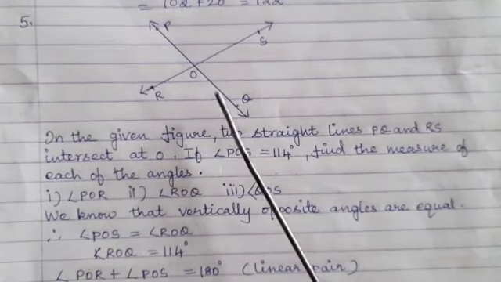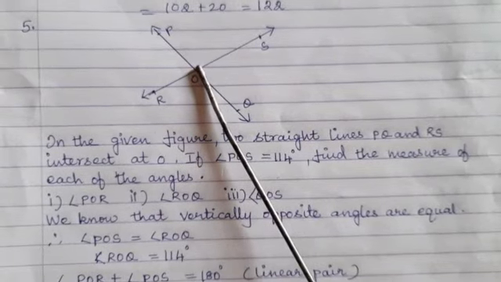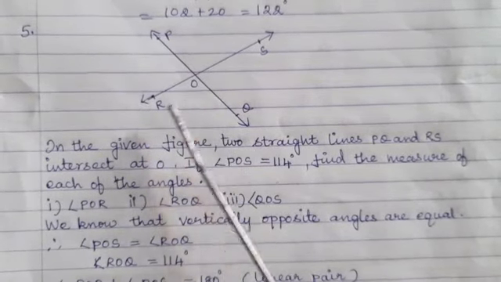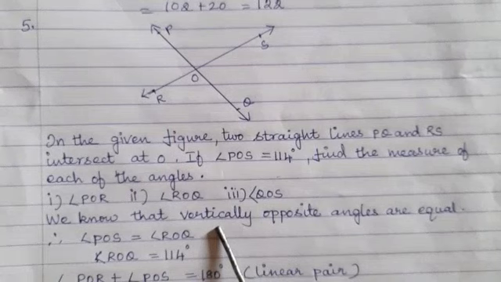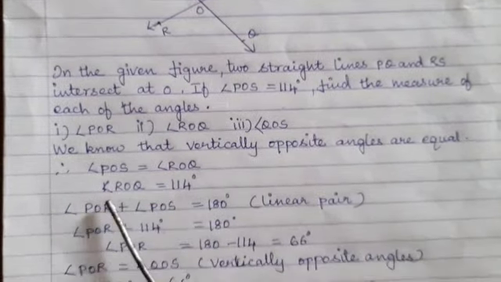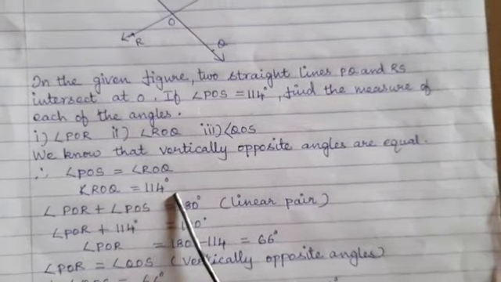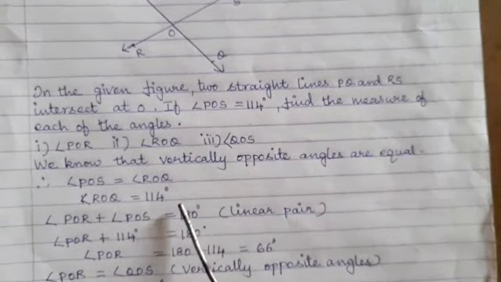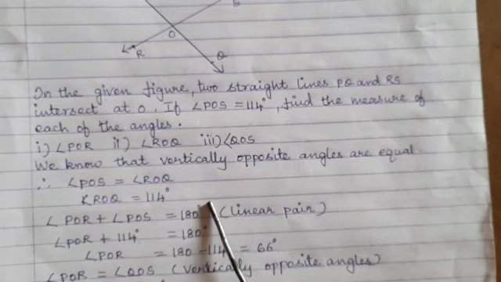That is, angle POS is given. Opposite to POS is angle ROQ. So POS is given as 114. So therefore angle ROQ is equal to 114 degrees. The reason is vertically opposite angles. You can write it here also.